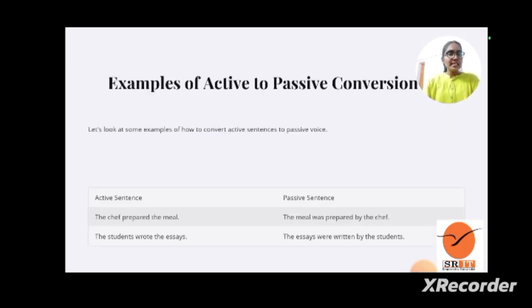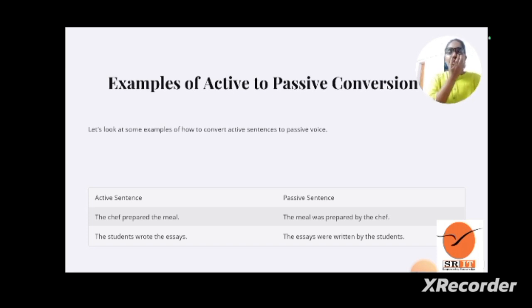So here are a few examples of how we are converting. Let's see in detail. The chef prepared the meal. Here the chef is the subject, prepared is the action, and the meal is the object. In the passive sentence we are interchanging, and the object, the meal, is at the beginning of the sentence, was is a helping verb, prepared is the third form of the verb, and by, which we have discussed, is optional in a few sentences. And the chef is the subject here.